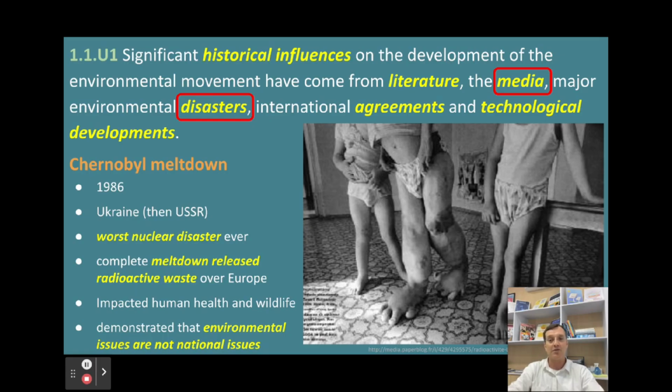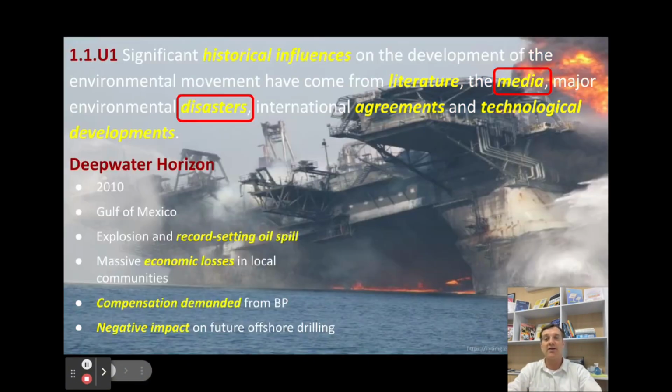Chernobyl in the mid-1980s again played out on television around the world. At the time, it was the worst nuclear disaster in history, and it really brought home the idea that environmental issues are not confined to a single national border, because people watched this cloud of radiation drift across Europe.